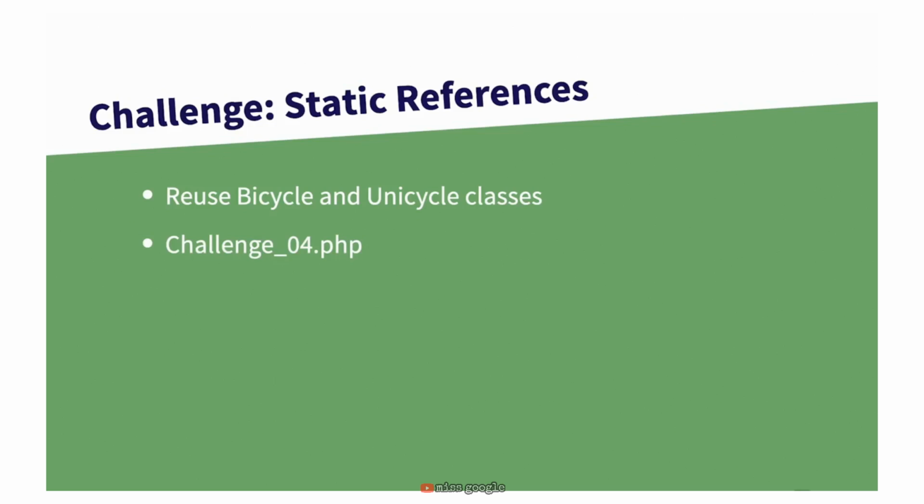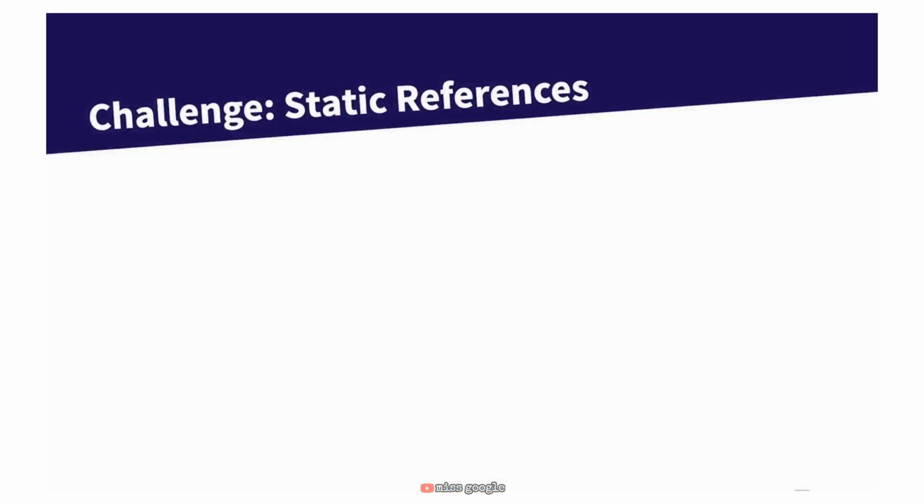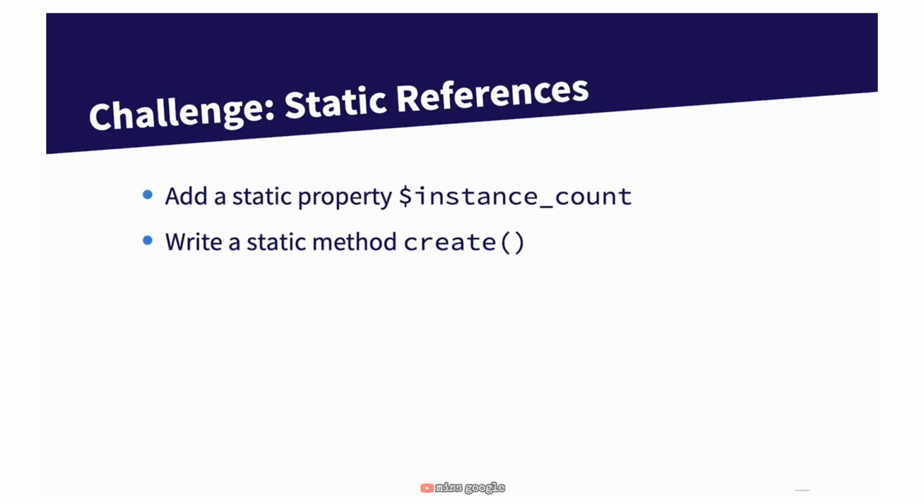challenge_04.php. Then you'll go and open up challenge_03.php and copy those classes for bicycle and unicycle into the new file. Then you'll be ready for the challenge. There are a couple of different parts to this challenge. The first is that I want you to add a static property called instance count. The idea is that it'll be used to store a count of the number of instances that have been created. Once we have that static property, we can create a static method called create.